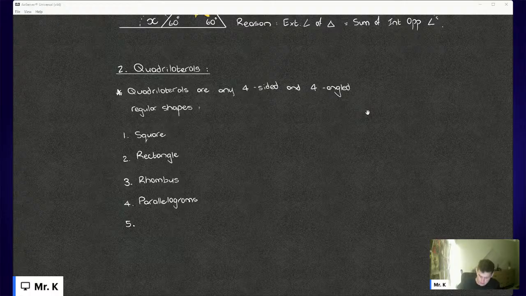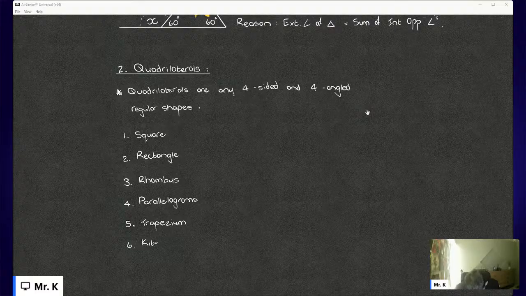Finally, trapezium and a kite. So these are the six shapes that you're going to come across, guys, in tests and exams most frequently. Of course, there are other shapes that you could possibly run into. It's just definitely not as likely.